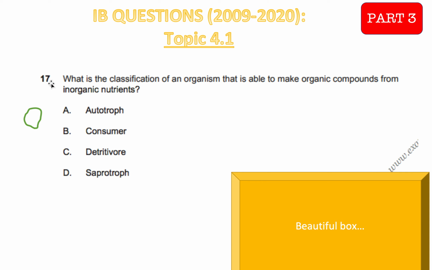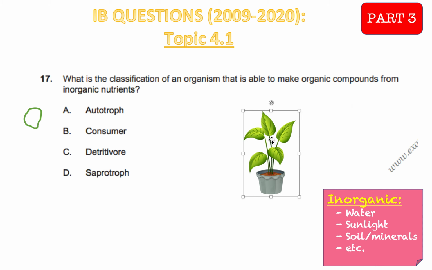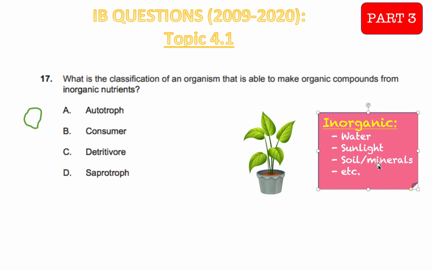So maybe you've seen this exact definition before and you just know immediately, but if you don't, the answer is any organism like a plant. So we know plants can grow themselves, and we know that anything living, such as a plant, is organic. So technically, they are able to make organic compounds from inorganic nutrients, because they use things such as water, sunlight, soil, and minerals to be able to grow themselves, and they are organic, and they use these inorganic things.